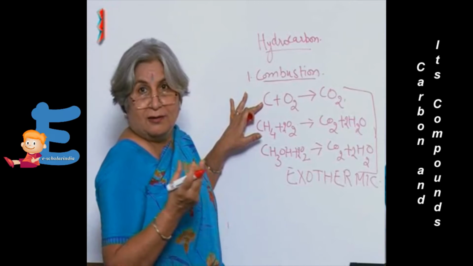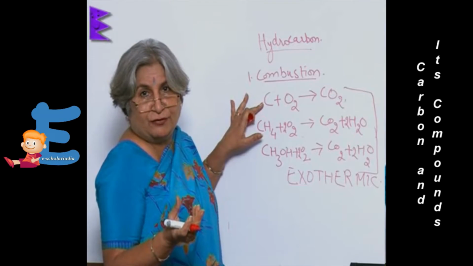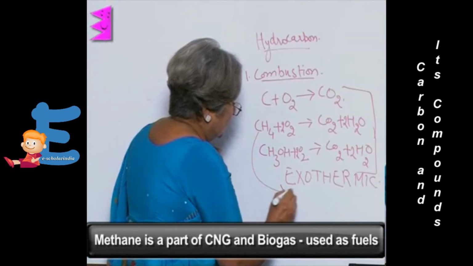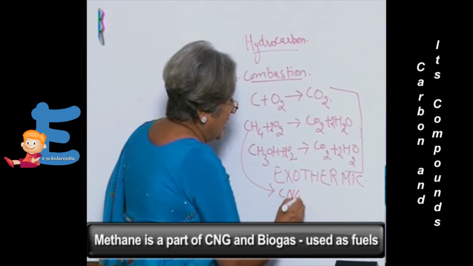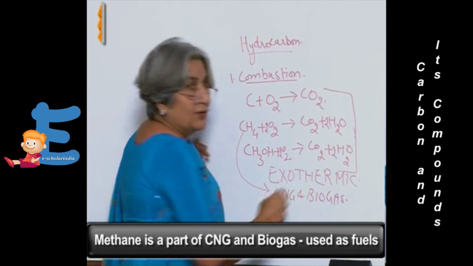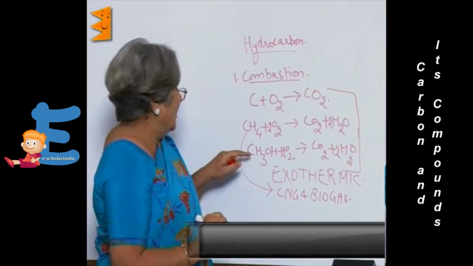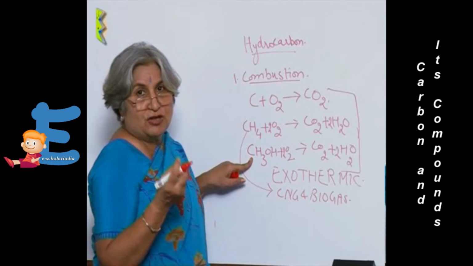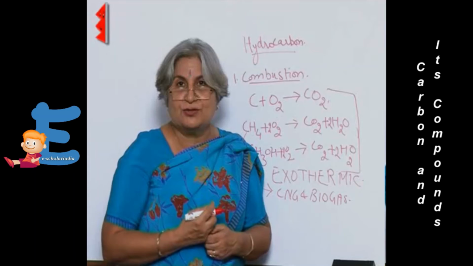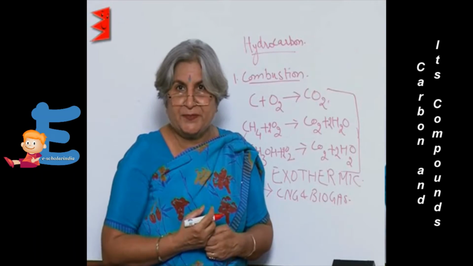Because heat, and not only heat, even light is generated, these are used as fuel. Coal or coke is used as fuel. Then methane is a part of CNG and biogas. Both are used as fuel. And methyl alcohol, which is commonly called spirit and is used in spirit lamps, is also used for burning.